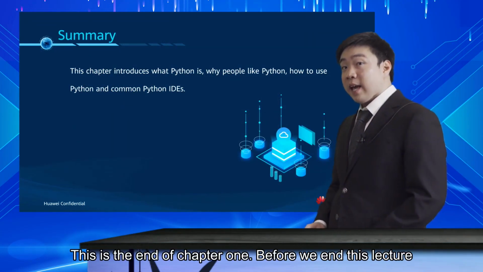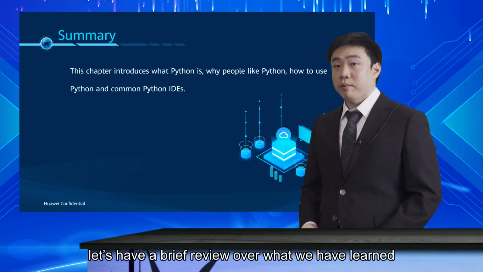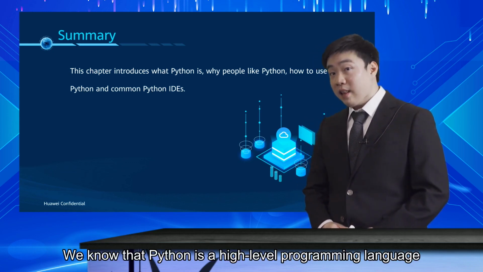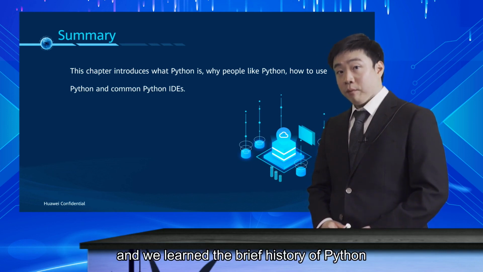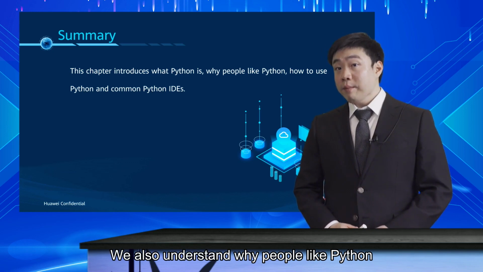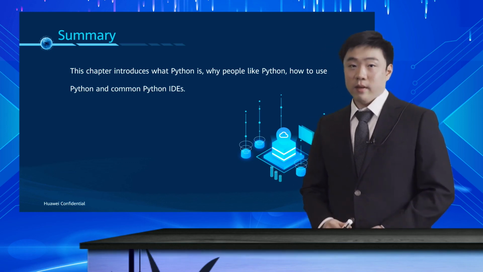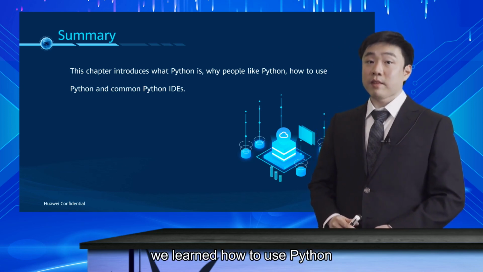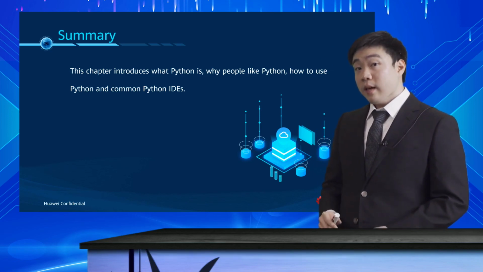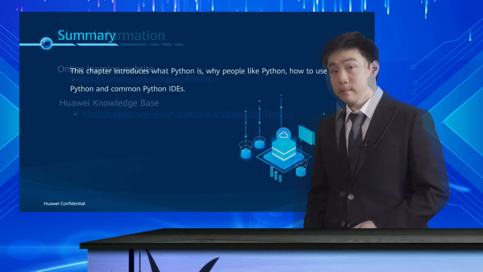Okay, this is the end of Chapter 1. Before we end this lecture, let's have a brief review over what we have learned. We know that Python is a high-level programming language, and we learned the brief history of Python. We also understand why people like Python, and we know the features of Python. Finally, we learned how to use Python, and we've seen some common Python IDEs. In the next chapter, we will learn the basics of Python programming.